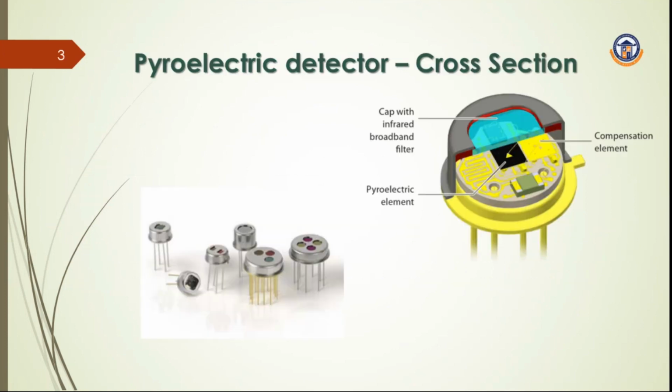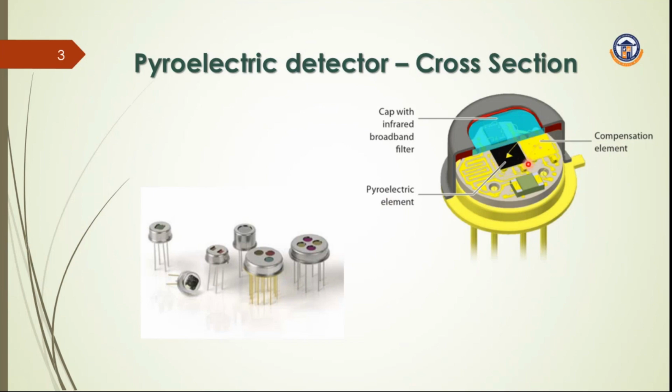Let's see the cross-section of a pyroelectric detector. This is nothing but the cross-sectional view of a pyroelectric detector. The diagram shown here has a broadband filter cap with the compensation element and the pyroelectric element at the center part of the sensor. Other allied circuits are connected with that in order to convert the measured quantity to a readable temperature. The next diagram shows the market-available pyroelectric detector with the electrodes.